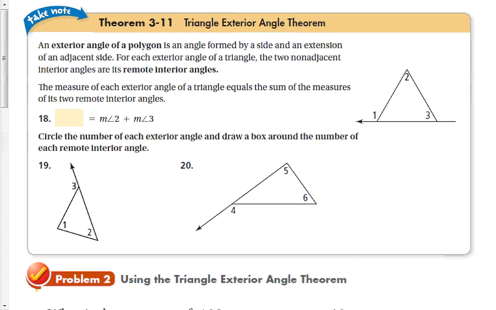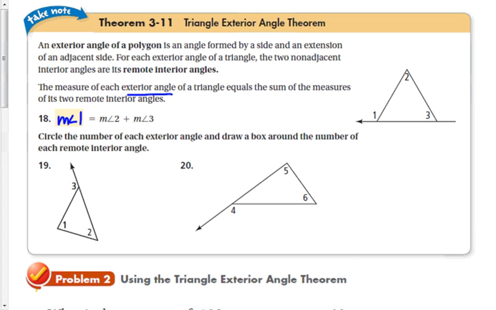All right, another theorem we're going to use here is called the triangle exterior angle theorem. The exterior angle of a polygon is an angle formed by a side and an extension of the adjacent side. For each exterior angle of a triangle, the two non-adjacent interior angles are its remote interior angles. The measure of each exterior angle of a triangle is equal to the sum of the measures of its two remote interior angles. So in this case, the measure of angle 1 is equal to the measure of angle 2 plus the measure of angle 3.